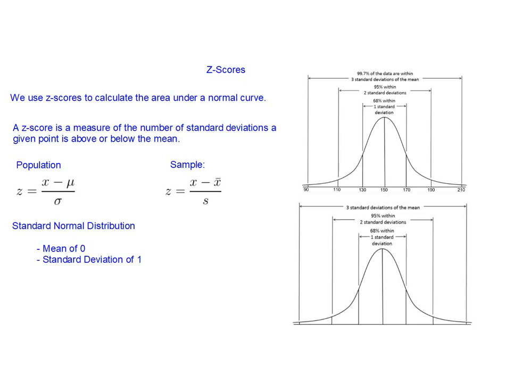In this video we look at Z scores. We use Z scores to calculate the area under a normal curve. On the right here we have a normal curve. It shows the mass of potatoes.